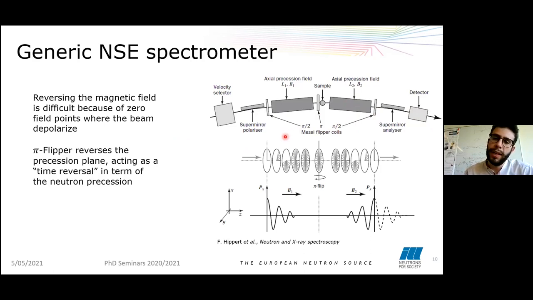So the main idea of the neutron spin echo is that the pi/2 is a starting time in terms of the neutron precession. The pi flipper is a time reversal, because it reverses the precession plane. And then we have a stop with the second pi/2.